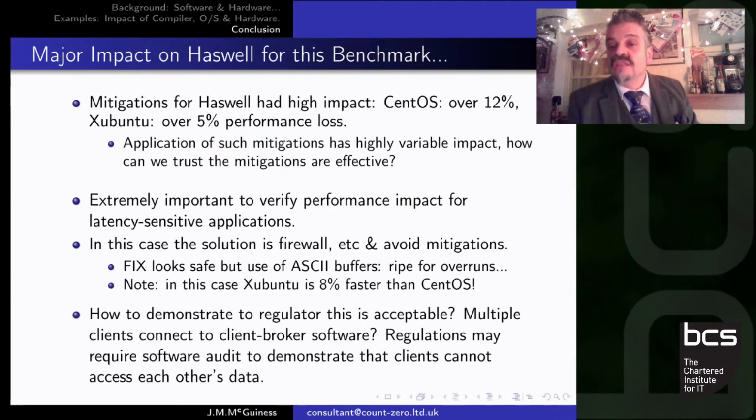Also, how do we demonstrate to the regulator that the mitigations we have taken with regards to Spectre and Meltdown are acceptable? Regulations require software audits that demonstrate that clients can't access each other's data. The point is that because I'm handling these ASCII messages, we could have buffer overruns, so we could get leakage of information via Spectre and Meltdown. So if I'm running a trading system and somebody else is running some other program, they could potentially obtain order information, private information, which is in breach of the FCA regulations.